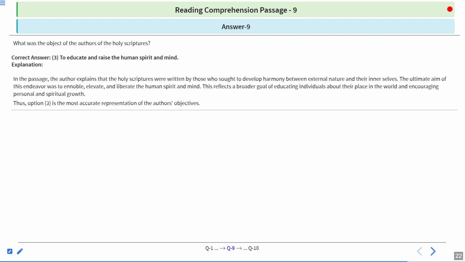And the explanation is in the passage, the author explained that the Holy Scriptures were written by those who sought to develop harmony between external nature and the inner selves. The ultimate aim of this endeavor was to ennoble, elevate, and liberate the human spirit and mind. This reflects the broader goal of educating individuals about their place in the world and encouraging personal and spiritual growth. Thus, option 3 is the most accurate representation of the author's objectives.